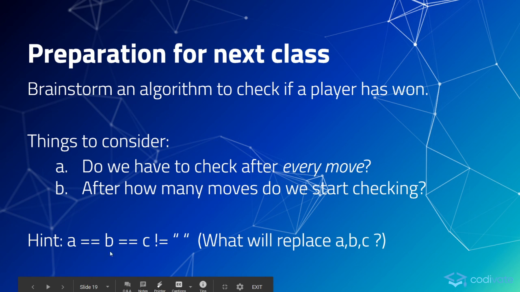And you're supposed to be thinking about what I should replace A, B, and C with so that I can actually go to my board dictionary, that's another hint, and check, do I have 3 in a row? The thing is, we have this not equal to space because if there's 3 spaces in a row, that's not a tic-tac-toe. Nobody has won yet.